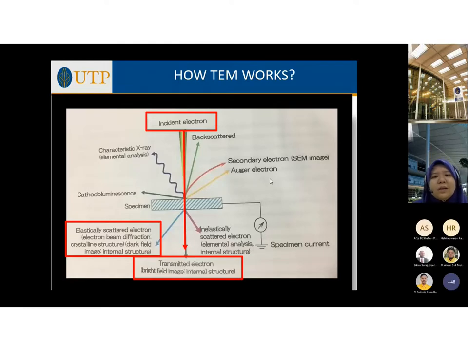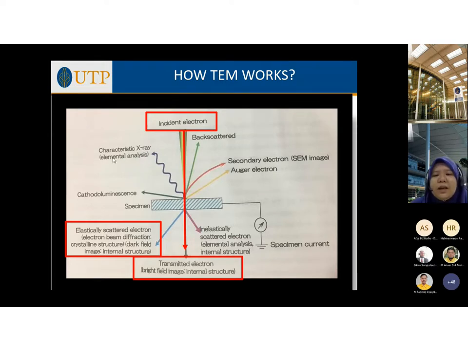Auger electron is used together with XPS in order to study the transition state of an element. If you have a copper oxide and you want to know whether the copper is in copper 2 plus or copper 3 plus, you can use Auger electron. How about the characteristic X-ray? If you are requesting TEM or FESEM together with EDX and mapping, you will be using the characteristic X-ray.